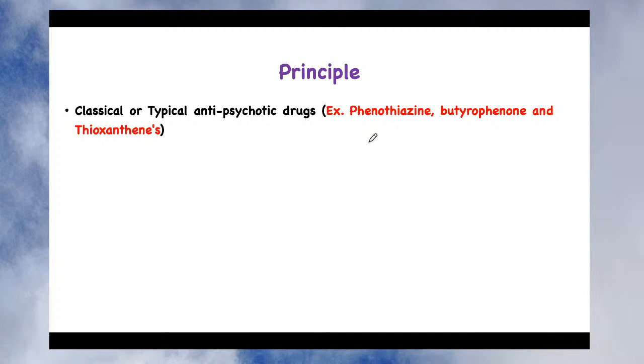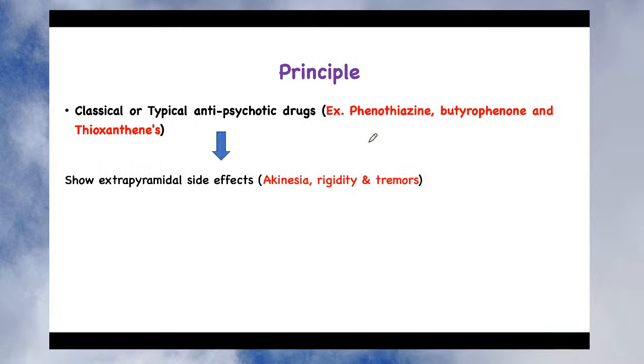So when you select a classical or typical antipsychotic drug, what is the characteristic of those drugs? As I just mentioned, they have extrapyramidal side effects. When these drugs are injected into the animal, they show extrapyramidal side effects such as akinesia. What is akinesia? Akinesia is impairment of voluntary movement. Like if you want to move from one place to another and you are able to do that, it means your movement is normal.